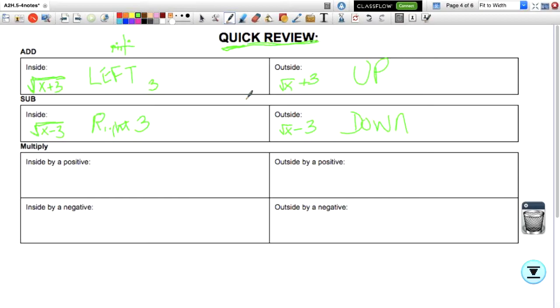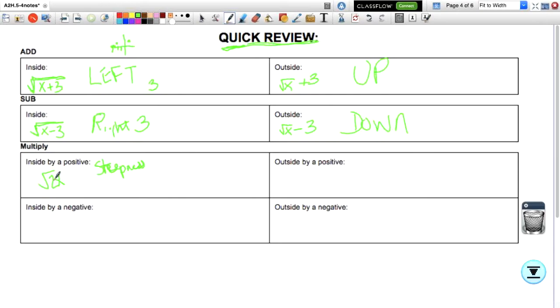Now here's where things get a little bit funky. If you end up multiplying on the inside by a positive, so let's say you have the square root of 2x, okay? What that's going to do is it's going to be a dilation. It's going to change the steepness. Sorry about that. Okay. So if we think about that, and we'll do a couple examples moving forward where this happens, you're taking your x and you're doubling it every time.